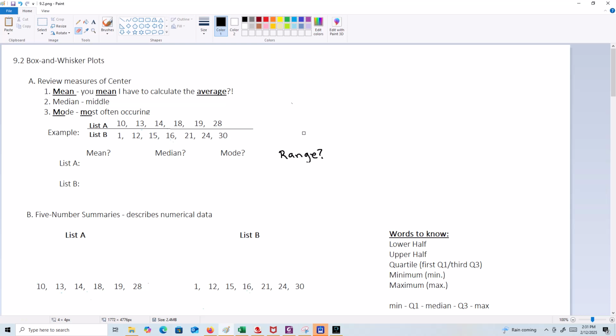So these lists don't have modes. The mean: I would add these numbers in list A together, and then I would divide that sum by 6, because there are 6 numbers, and I would get 17. And if I did that for list B, I would get 17 there too.